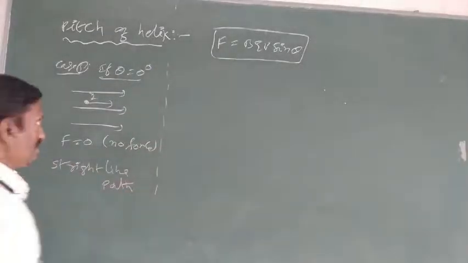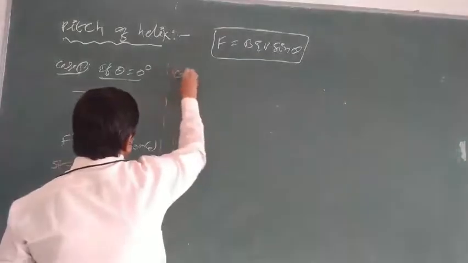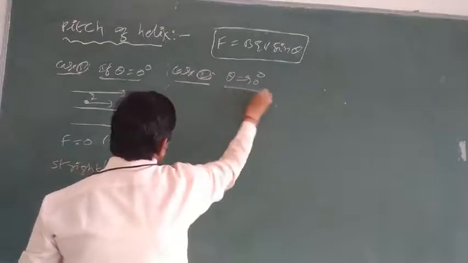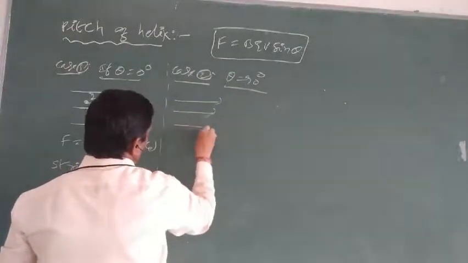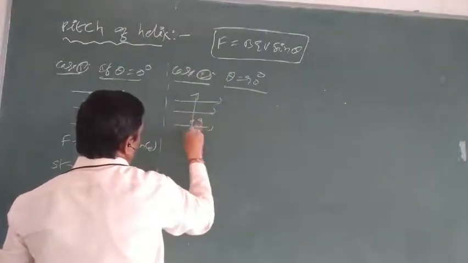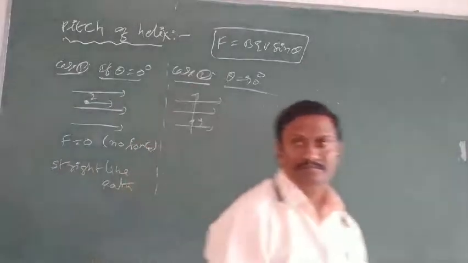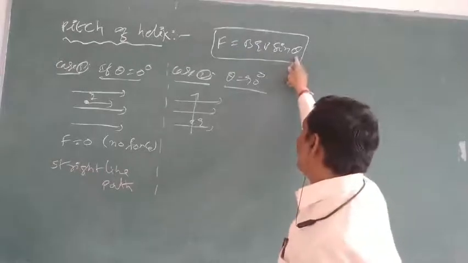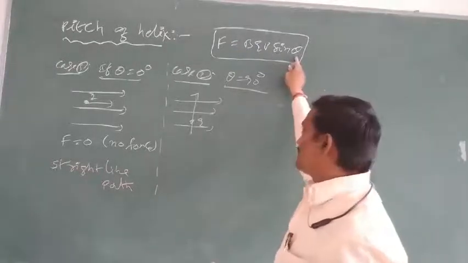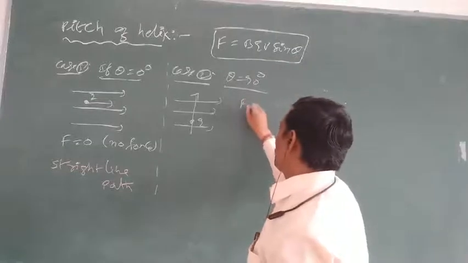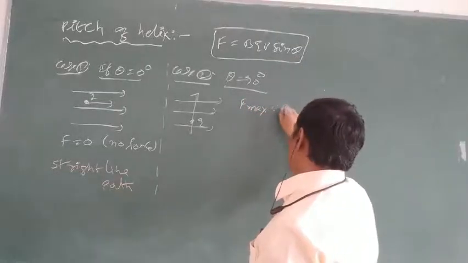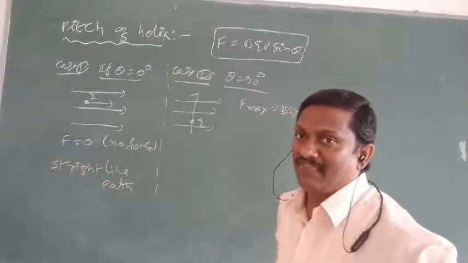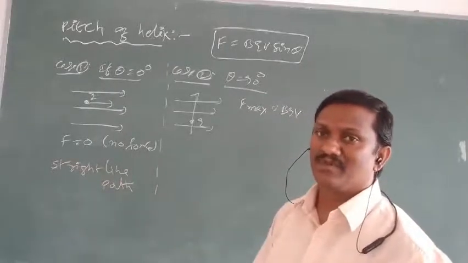Next, if the charge is moving perpendicular to the magnetic field, theta value is 90. Perpendicular to the magnetic field means theta value 90. Theta value 90 means sin 90 is 1. Sin value 1 means maximum force is acting, so F max. So for any charge moving perpendicular to the magnetic field, maximum force is acting on the charge.